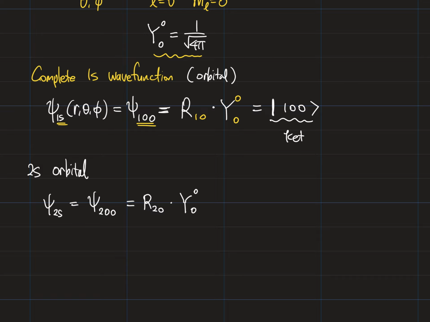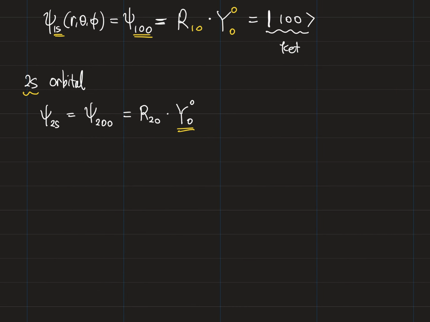So you can easily figure out that any s orbital should have the 0, 0 spherical harmonics. That means they don't have any angular dependency. So all of them look like a sphere. And you may want to calculate the average value of r.